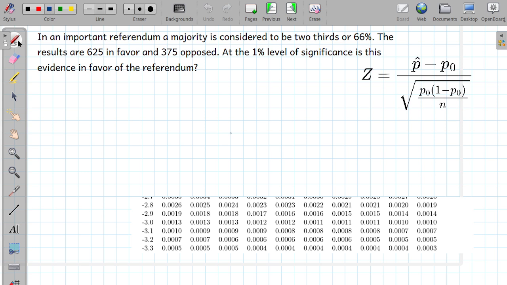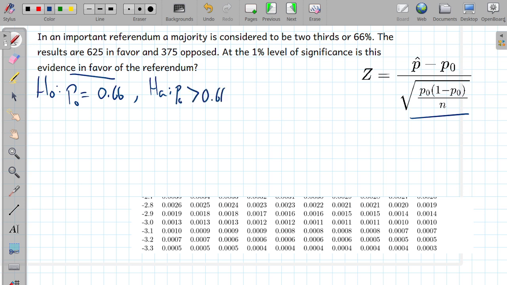Well, let's find out. Here's our formula that we're going to use, just like before, but let's write the hypotheses first. H null will be set at 0.66. And we're going to set the alternative then. We want to know, is this sufficient to pass? It's in favor of the referendum. So we're not going to do a two-tail test here. This is going to be greater than 0.66. And alpha will be 1%. There we go. Now, let's compute. Here is our test statistic Z.